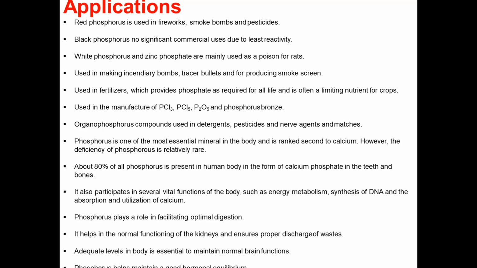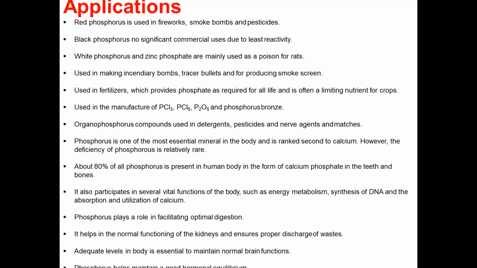Phosphorus is one of the most essential minerals in the body and is ranked second to calcium. However, the deficiency of phosphorus is relatively rare. About 80% of all phosphorus is present in the human body in the form of calcium phosphate in the teeth and the bones. So we have deposits of calcium phosphate in teeth and bones.